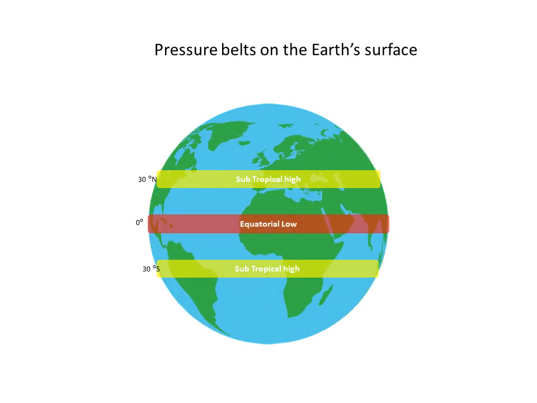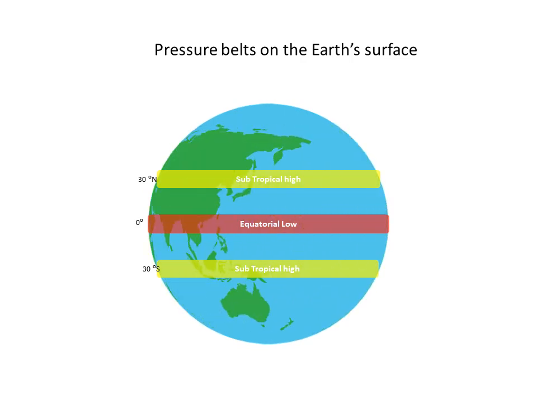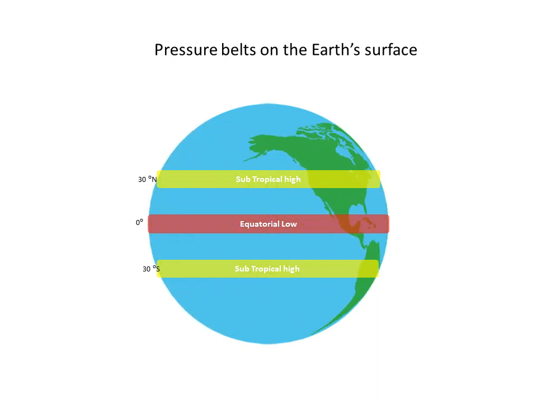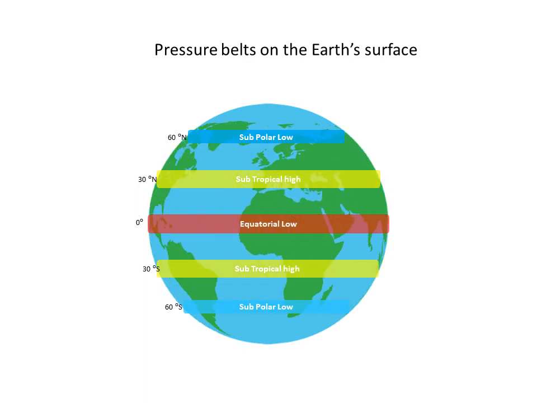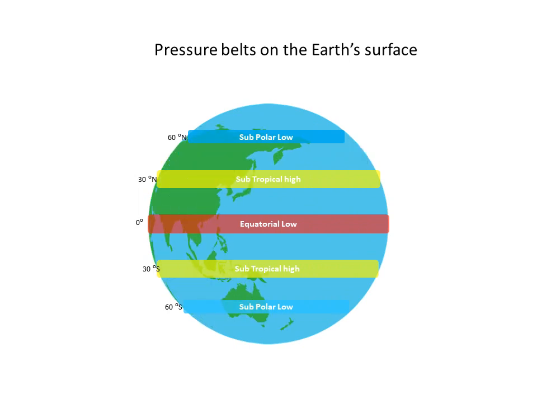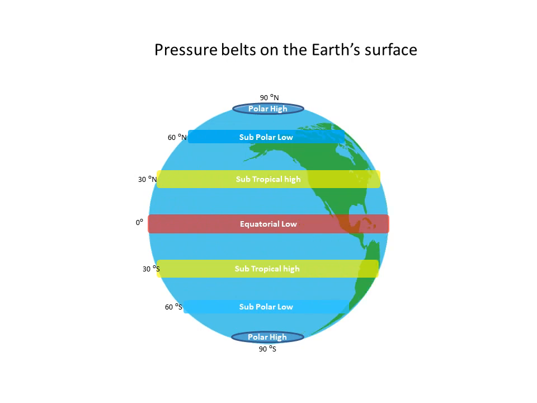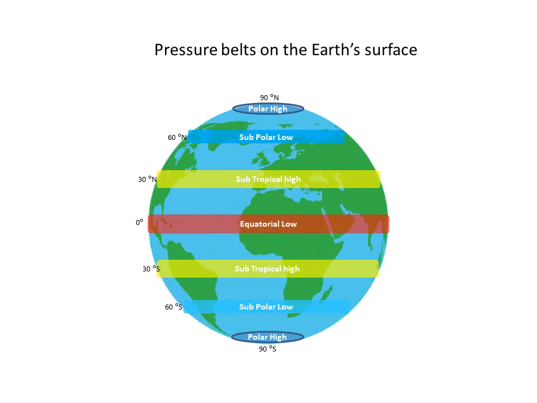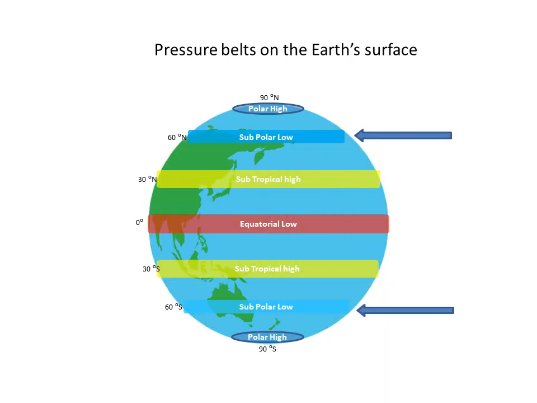The 2 subtropical highs are known as the subtropical high pressure belt, or horse latitude, located around 30 degrees in both hemispheres. The 2 subpolar lows, located around 60 degrees in both hemispheres, are known as the subpolar low pressure belt, and the 2 polar highs are known as polar high pressure belts, located at the poles in both hemispheres. Except for the equatorial low, the others form matching pairs in the northern and southern hemispheres.